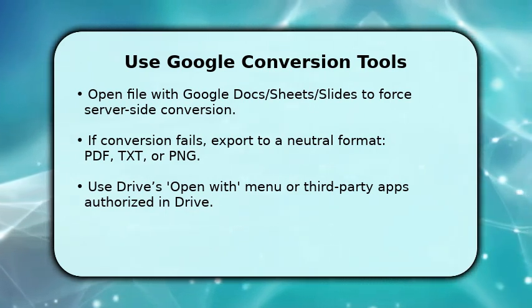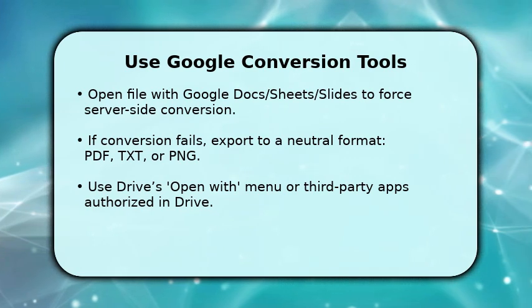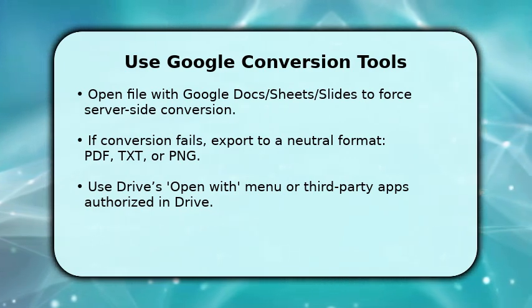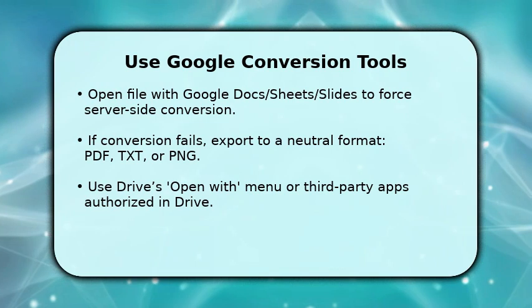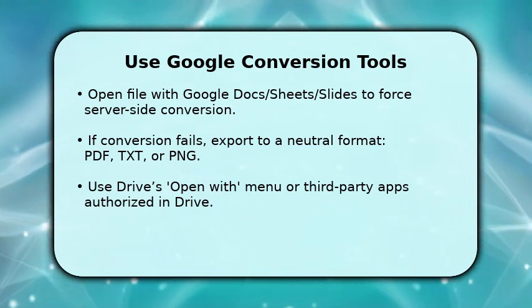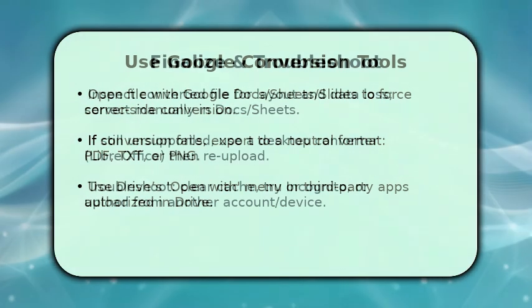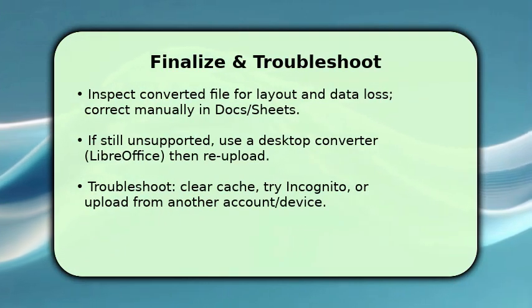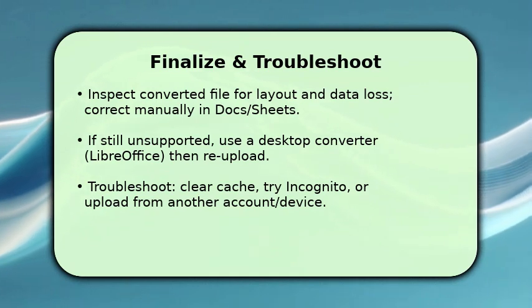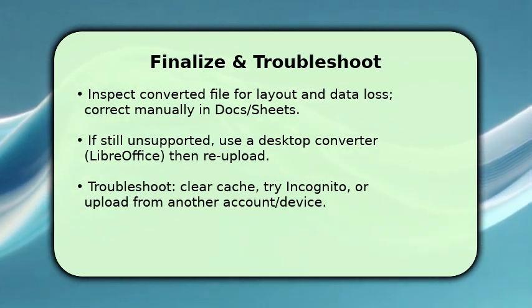Also check Drive's Open with menu for third-party converters. Authorize a trusted app if necessary, because some formats require specialized conversion to preserve structure and fonts. You finish by carefully reviewing the converted file for missing elements and fixing them directly in Google Docs or Sheets.